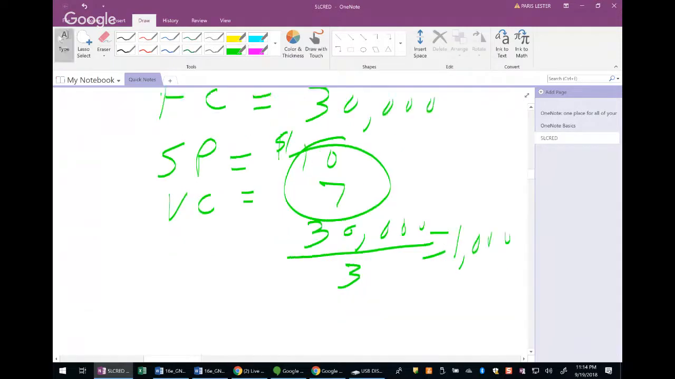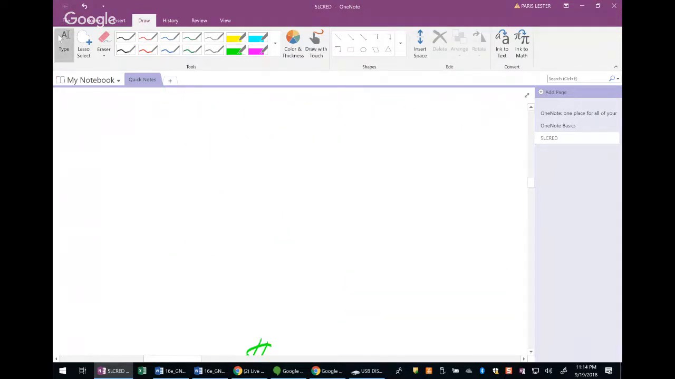Now, if we put that break even into the contribution margin statement, sales is equal to 1,000 times $10, which is how much? Wait, something's wrong there, isn't it? 1,000 times 10 would only be 10,000. Wait a minute. When we divided 3 into 30,000, we should have got 10,000. 10,000 break even.